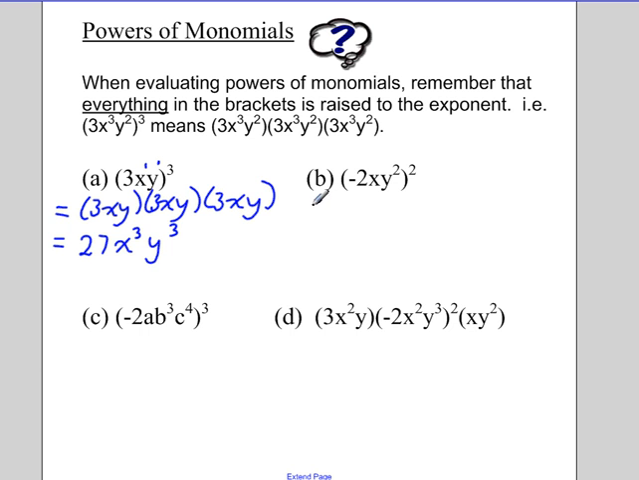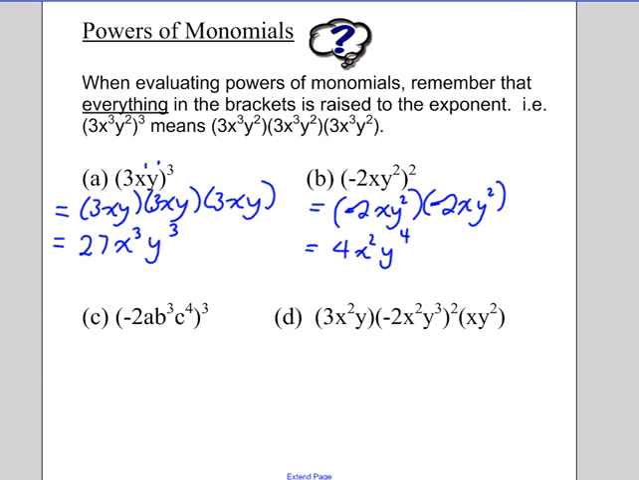So again, if we look at this next one, what does squaring something mean? It means writing it out twice. So we're going to take the negative 2xy squared and we're going to write it twice. Now this one, be very careful because negative 2, and this doesn't show up very well, they're both negatives. Negative 2 times negative 2 is positive 4. So be careful. X times x is x squared, and y squared times y squared becomes y to the 4.